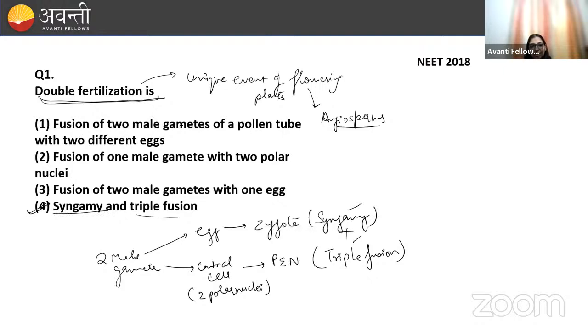So the correct option would be 4, syngamy and triple fusion. Option 1 says fusion of two male gametes of a pollen tube with two different eggs. No. Fusion of one male gamete with two polar nuclei. No, because double fertilization includes both syngamy and triple fusion. Fusion of two male gametes with one egg. No. So the correct option is option number 4, which includes syngamy and triple fusion, which collectively result in a condition called double fertilization.